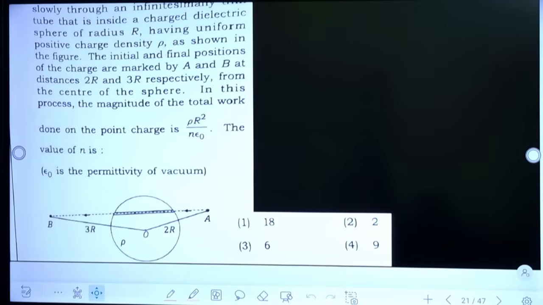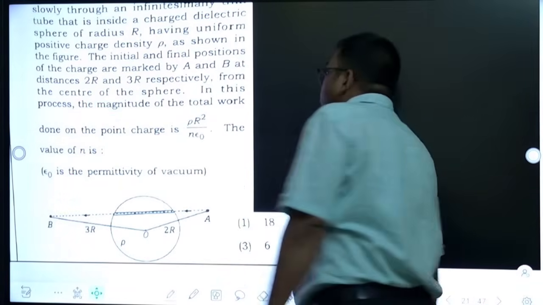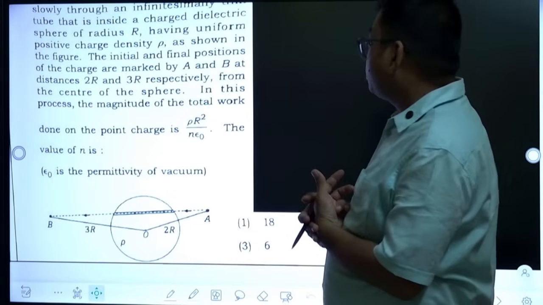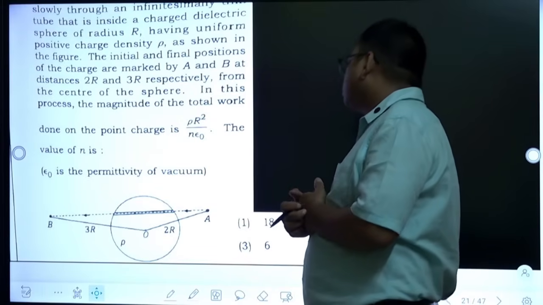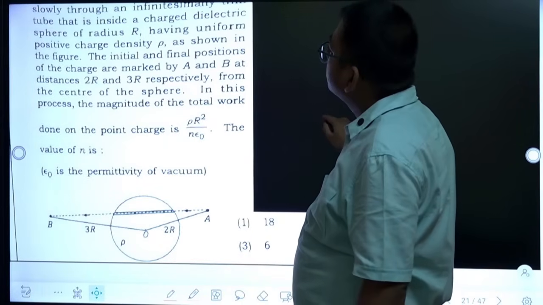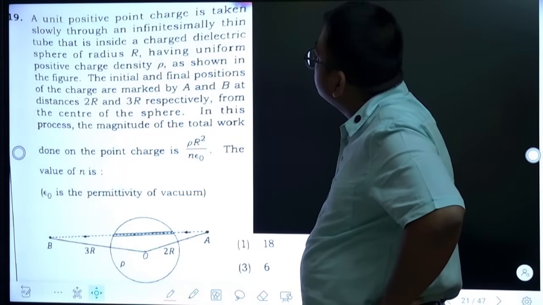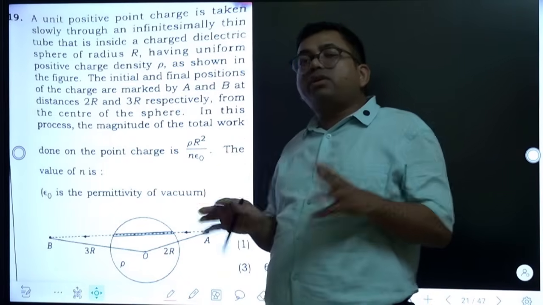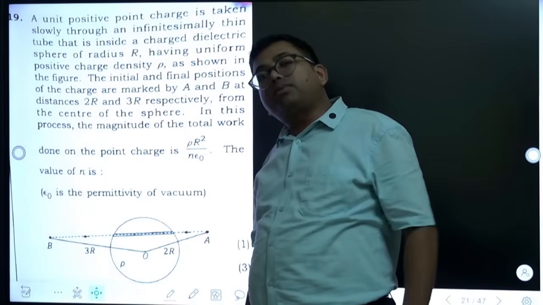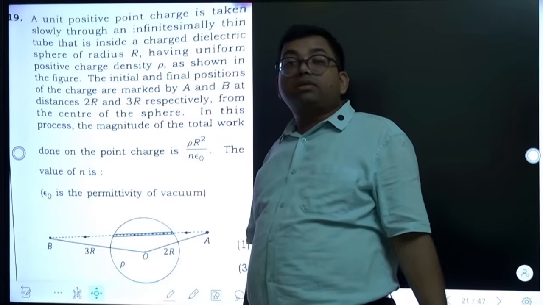In this process, the magnitude of total work done on the point charge is what we have to calculate. How do we calculate work done on the point charge? Work done does not depend on path, so can we calculate potentials at A and B and then take work done as charge into potential difference? That's what we can do.